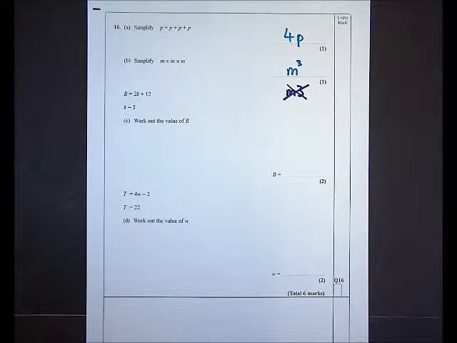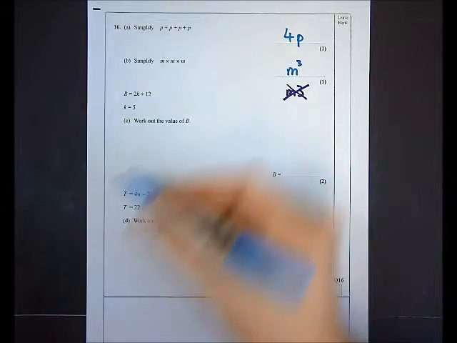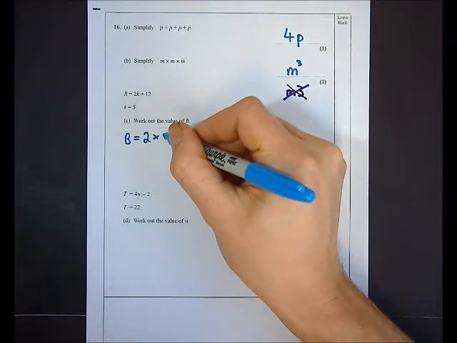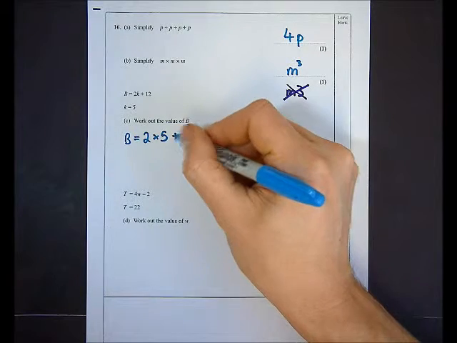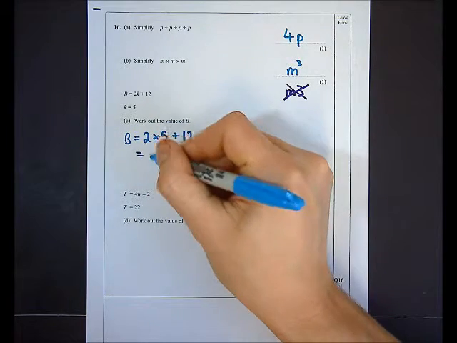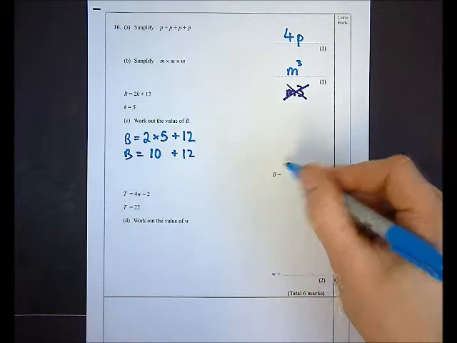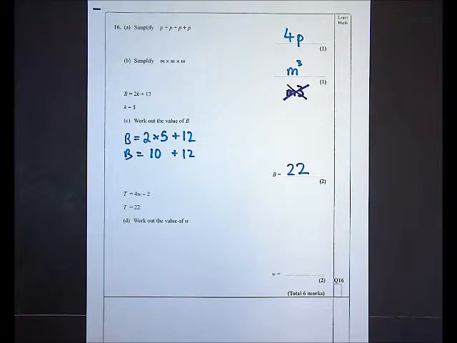Part C, I'm told that B equals 2K plus 12, and then that K equals 5, and I have to work out a value for B. So B is going to be equal to 2 lots of K. K is 5, so I want 2 lots of 5. I'm going to add on 12, so 2 times 5 is 10. I need to add on 12, and that'll work out for me what B is. And that's obviously going to be 22.